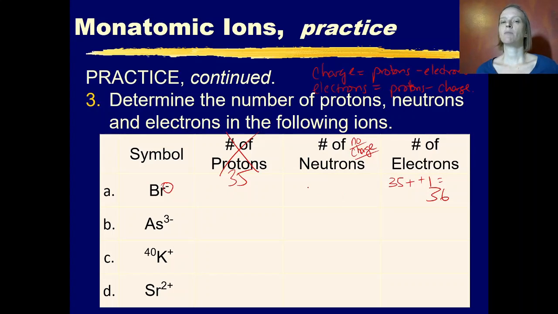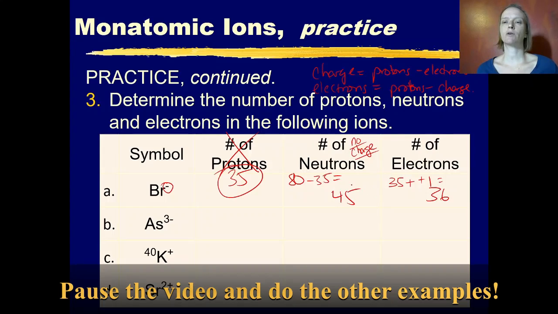Neutrons, this is the same as before. I didn't give you any information about the mass number of this element, so I'm just going to assume that the mass number is related to the atomic mass on the periodic table, which is 79.9. I'm going to round that off to 80. And if the mass number is 80, I'm going to subtract away my 35 protons, and that gives me the number of neutrons, which is 45. So my first row contains 35, 45, and 36.